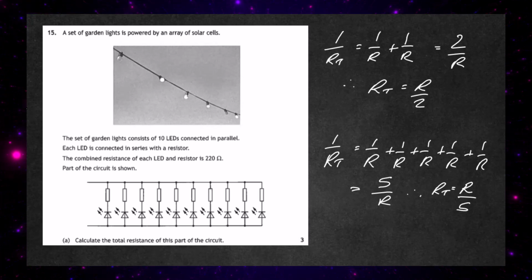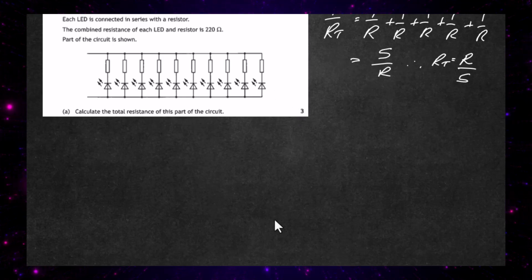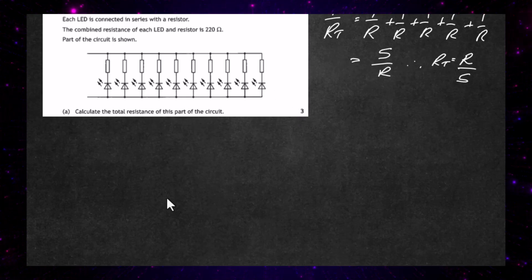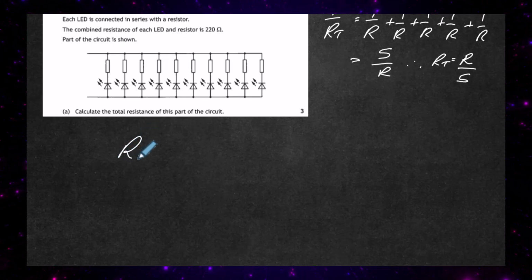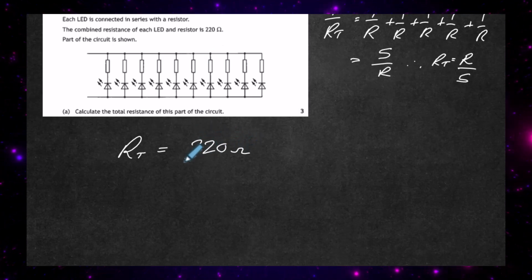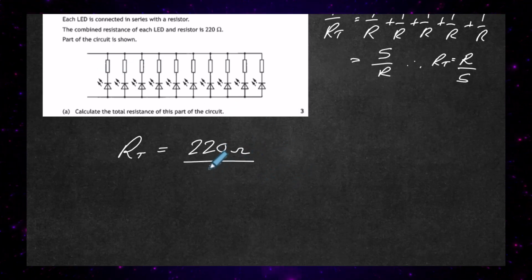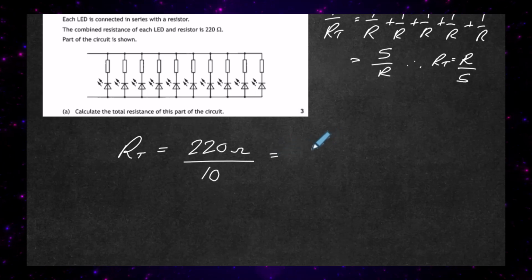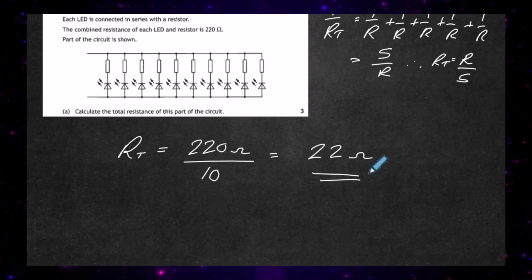So in our case, we've got 10 resistances, and the resistance of each one is 220 ohms. Therefore, the combined resistance RT is quite easily found. It's the resistance of one of them, 220 ohms. They're all the same value, so we divide by how many are in the parallel part, 10, so divide by 10, and our answer for that part of the circuit is 22 ohms of resistance.